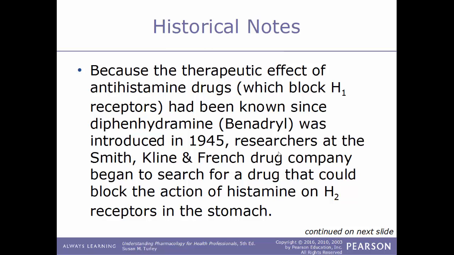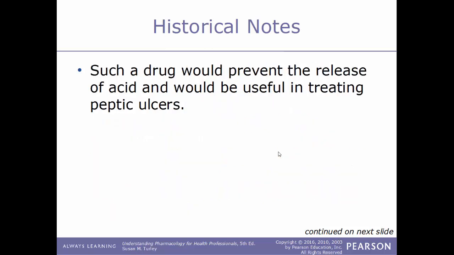Because the therapeutic effect of antihistamine drugs, such as Benadryl, for example, has been known since 1945, researchers at Smith, Kline, and French Drug Company began to search for a drug that could block the action of histamine on H2 receptors. Antihistamine drugs that you take for allergic reactions block H1 receptors. So developing a drug that would block H2 receptors would prevent the release of acid, and of course would be useful in treating peptic ulcers.